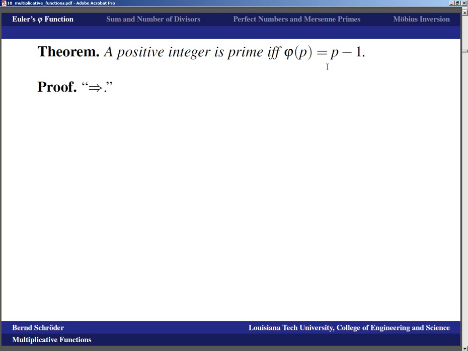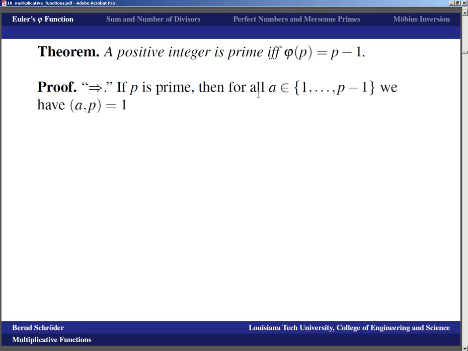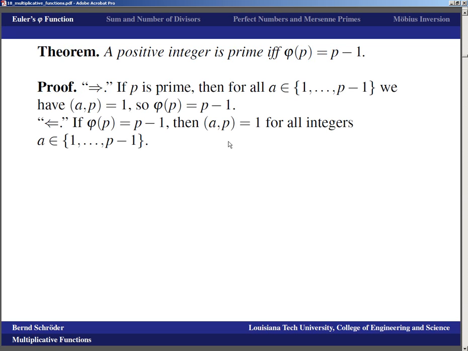So that sounds like it ought to be the right thing, and it shouldn't be too hard. So, left to right, suppose our number is prime. Well, if p is prime, then for every number between 1 and p minus 1, we have that the greatest common divisor of the number and p is 1, and that means phi of p is p minus 1. The other direction should be similarly easy. If phi of p is p minus 1, well, that means that the greatest common divisor of a and p is 1 for all integers from 1 to p minus 1, and that means that p is prime because it doesn't have any divisors strictly smaller than p except 1. And that's it for that one.